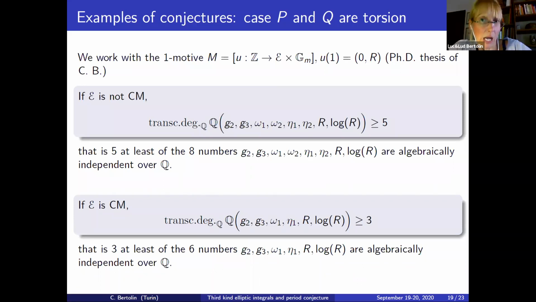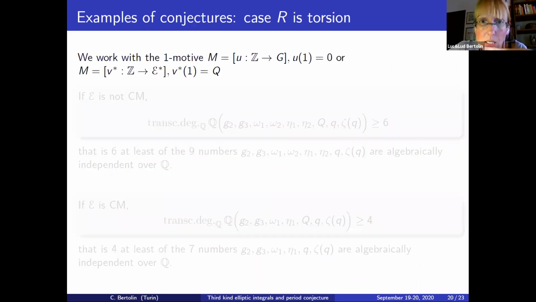So I can show you, I have prepared also the other case that we can perhaps show in this last slide. You can do all the cases that you want: P torsion, Q not torsion, R torsion. So if R is torsion, G is not split in this case. So we have really an extension.